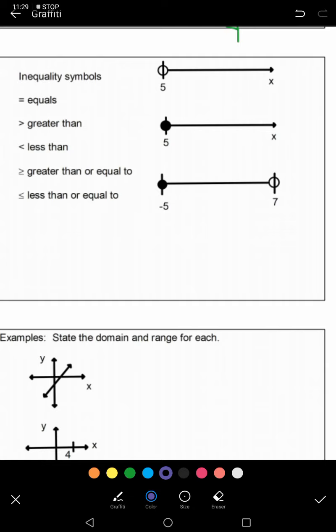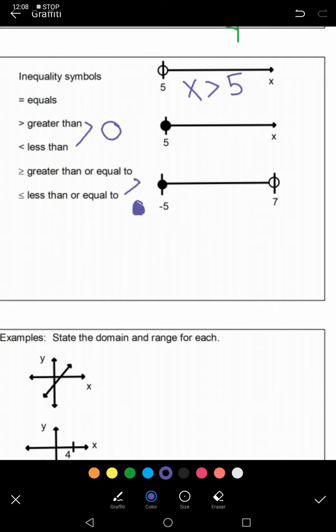Okay, so an open dot is the same as greater than or less than. So here is an open dot. If we're looking at this top line, we have 5, and then it's going towards x. So how we would write this is x is greater than 5. It's not greater than or equal to because the dot isn't filled in. When we use greater than or equal to, that's a closed-in dot.